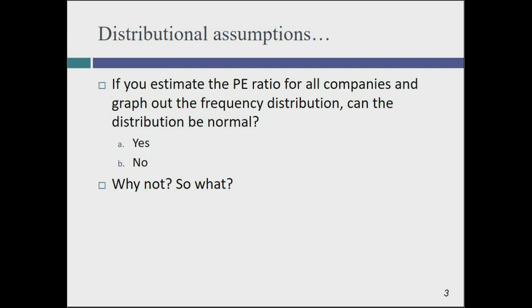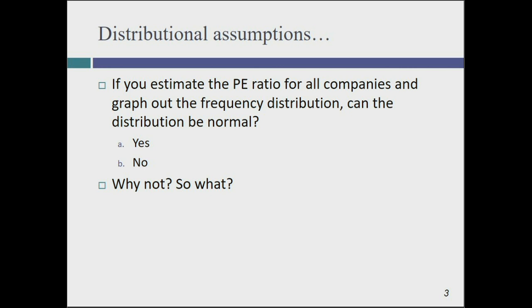Here's the second question. You estimate the P/E ratio for all companies, and I'm going to show you a frequency distribution. Remember for statistics you put a histogram? I'm going to show you a histogram of P/E ratios. Can that distribution ever be normal? This requires some digging up your basic statistics. Can the distribution of P/E ratios across US stocks or across global stocks be normal? What does a normal distribution require? Tails on both sides. They have to go from minus infinity to plus infinity, right? No multiple can ever be normally distributed.